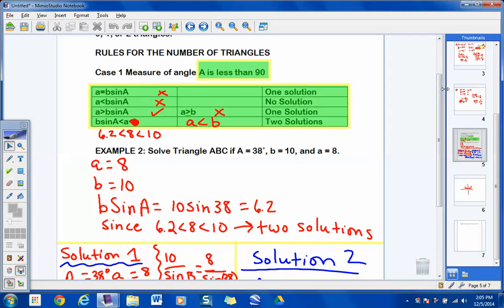All right. Right here, we said that this was really important yesterday, right? Okay, and this is the idea where case 1, measure of the angle A is less than 90. And what this is telling us is the rules for the number of triangles that we have. And our options were 0, 1, and 2, right?